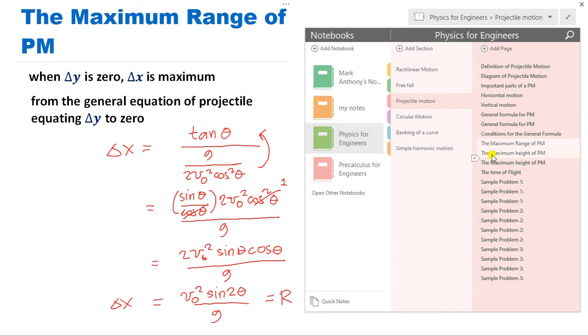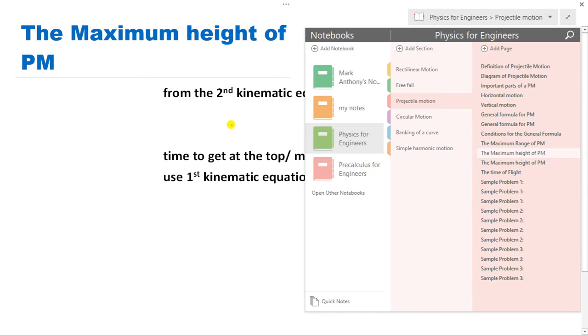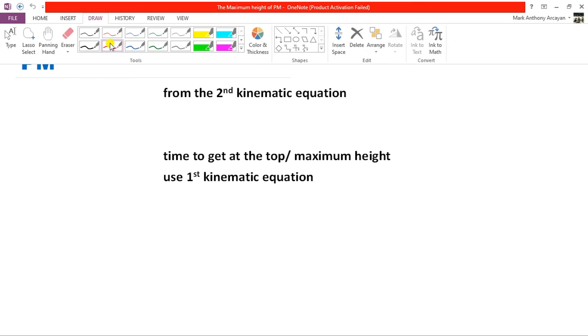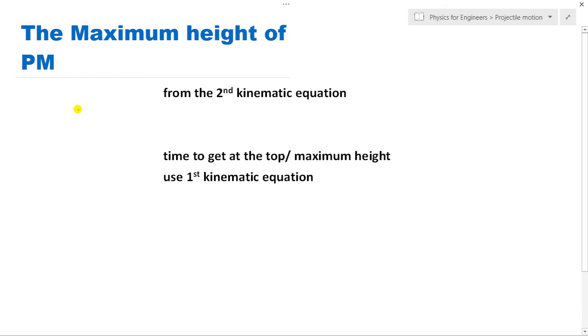So next, let's jump to the maximum height. So anong meron sa maximum height? So to draw this, let's say we have projectile motion, thrown at a certain throwing angle with initial velocity, goes to a parabolic path, then approaches this position. So yung maximum height natin is magbe-base tayo sa ating free fall na equation. So this would be our y max.